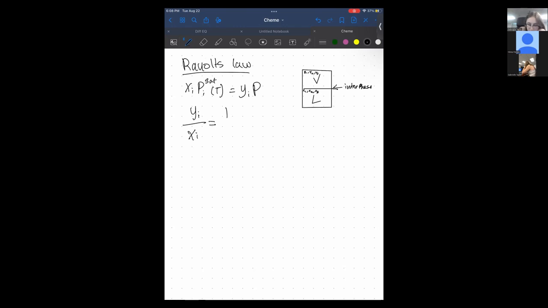So this is going to be our mole fraction of our vapor phase over the mole fraction of our liquid phase, and this is going to equal the saturation pressure of a pure component at some temperature, divided by our total pressure. So let's look at this saturation pressure over our total pressure. This is going to be called our Ki constant.